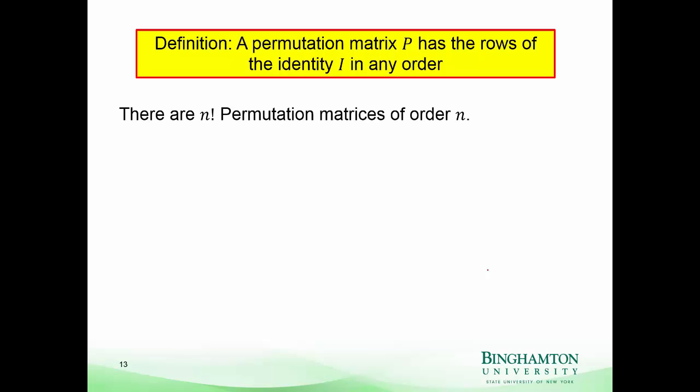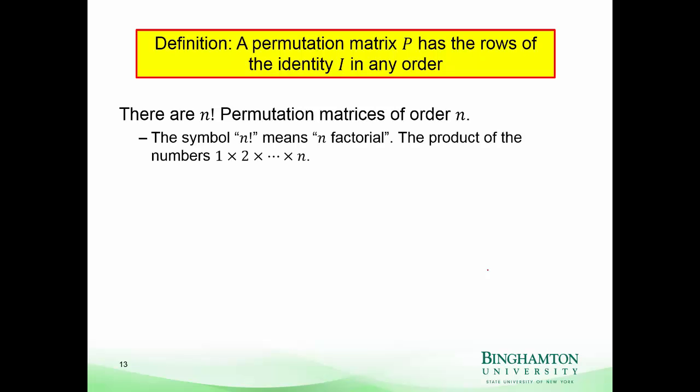And I think you can puzzle out that there must be n factorial different permutation matrices of order n. So n with an exclamation point after it is n factorial. I think you've seen that before. And that just means multiply all the integers out to n. So you have 1 times 2 times 3 all the way out to times n. And that thing grows pretty fast. By the time we hit 5 factorial, we're already up to 120.